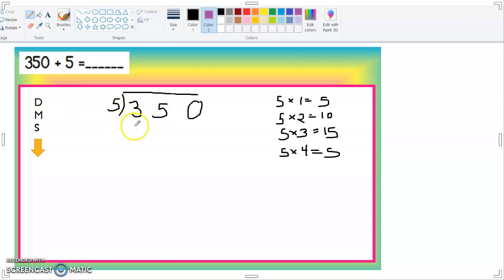First thing I notice here is that 3 divided by 5 is not possible because the number 3 here is smaller than 5. So now I'm thinking, let's just look at the number 35. What number times 5 would get us pretty close to 35?